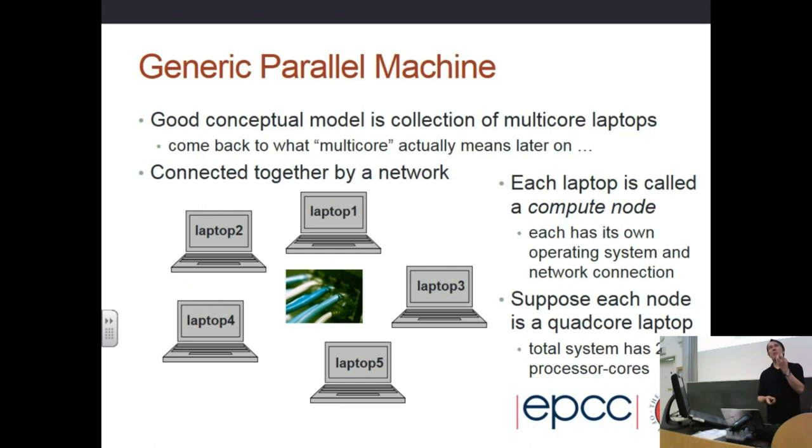Okay, but you'll hear people typically say the word node. How many nodes does your supercomputer have? How many processors does each node have? In this analogy, it's how many laptops there are. So if we had a quad-core laptop, if each laptop had four processors, this would have 20 processor cores.